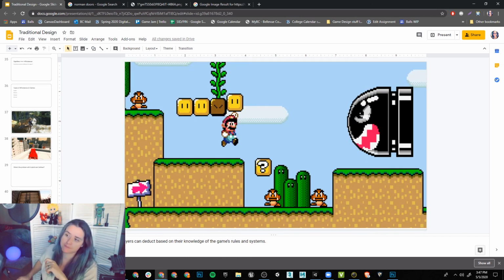All right. My favorite affordance, inferred affordances. Inferred affordances are those players can deduce based on their knowledge of the game's rules and systems. So I already know what I can do here. Not because there's an arrow pointing to me. Well, technically there's an arrow, but that means something else. Ignore that. I know I can squash these guys. I know that these guys I can hit. I know that this I can climb. I know that I can squash that guy. I know that that guy's going to kill me.